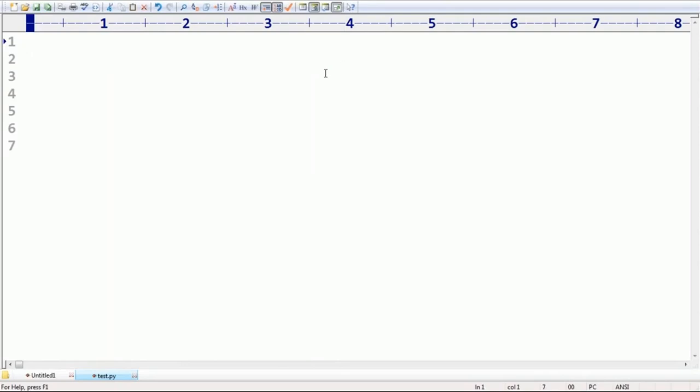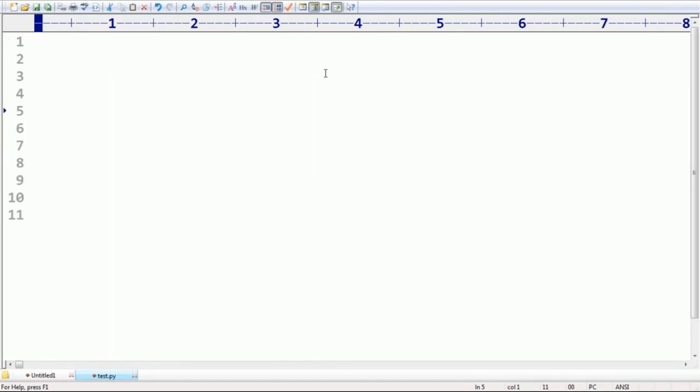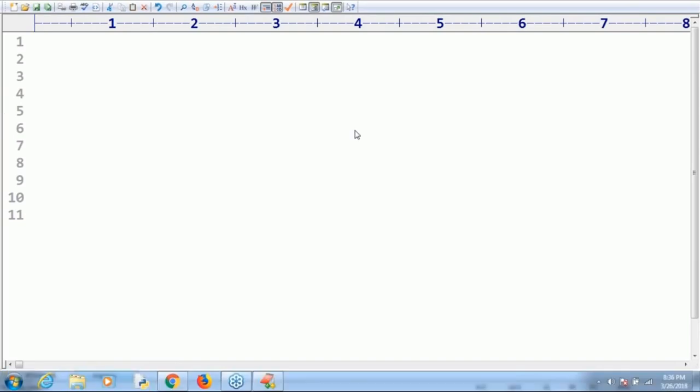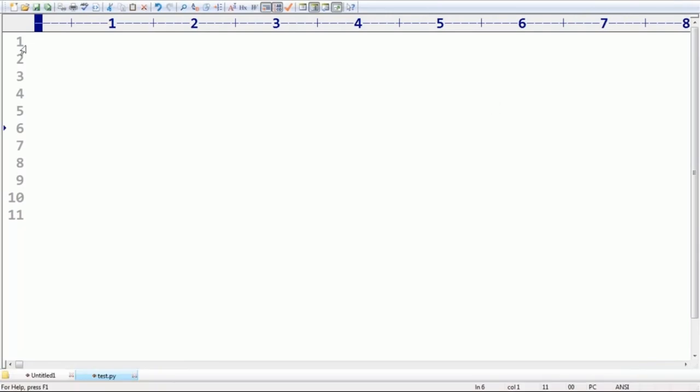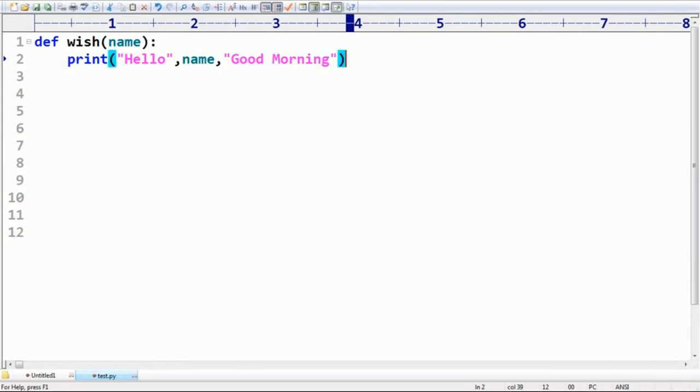Same function, I will go for one or two multiple examples so that you will get much clarity about this terminology. Don't worry about this terminology. So now, let me go for a small chota example. I have a function defined, name. Print of hello sir, name, hello name, comma good morning, like this I'm taking, sir.